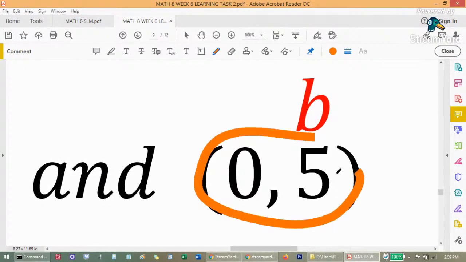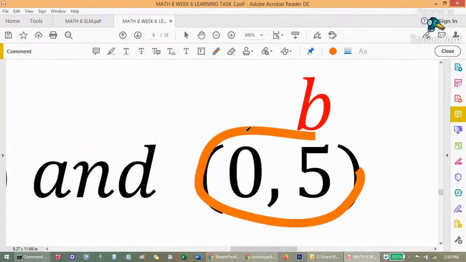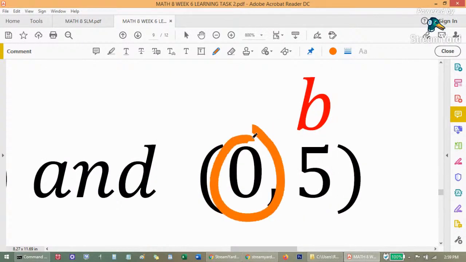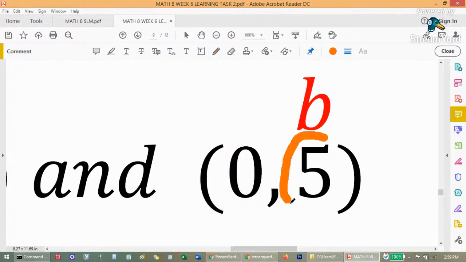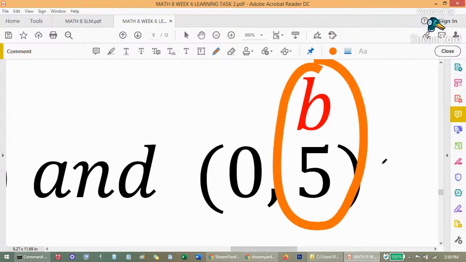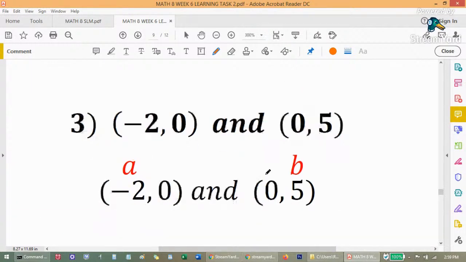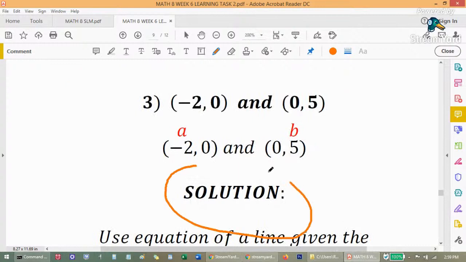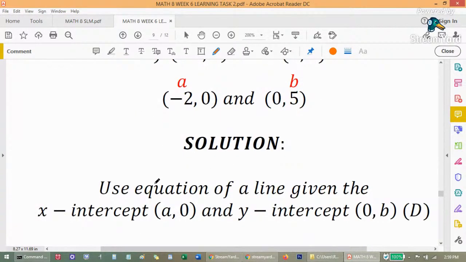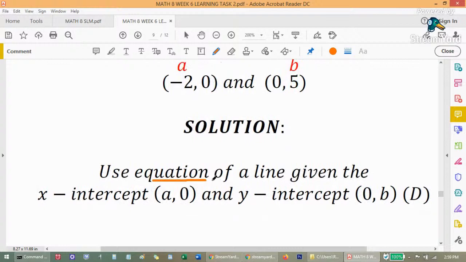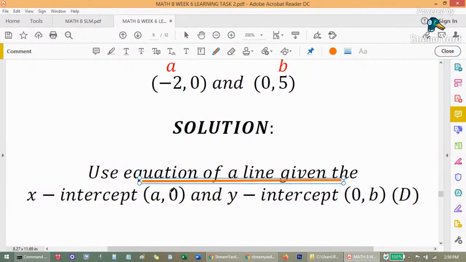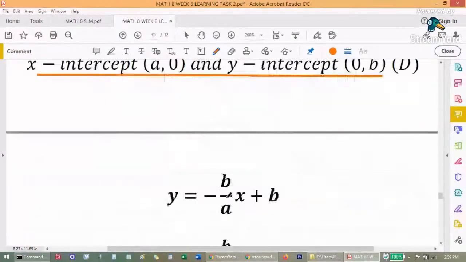Ano ang isang to? Ito namang isang to is 0 yung x niya. And may value yung y niya. So therefore, this is our y-intercept. So gagawin nating B yung y. Okay, so solution. Gagamitin natin ang equation of a line given the x-intercept and the y-intercept. And ito yung formula.